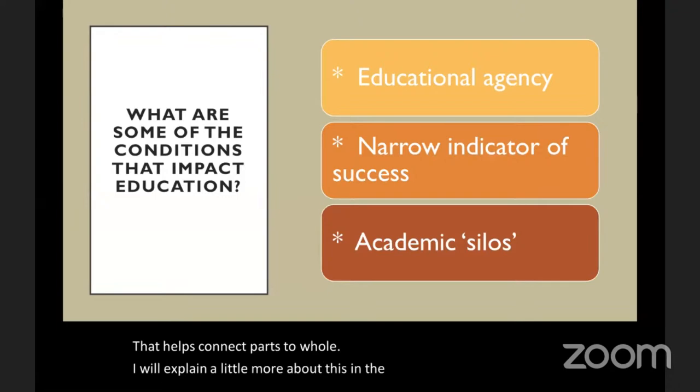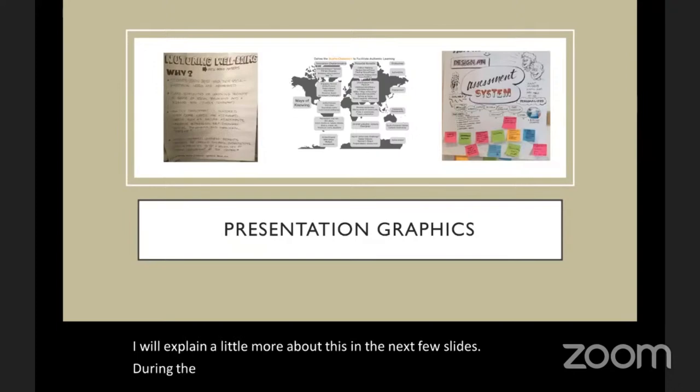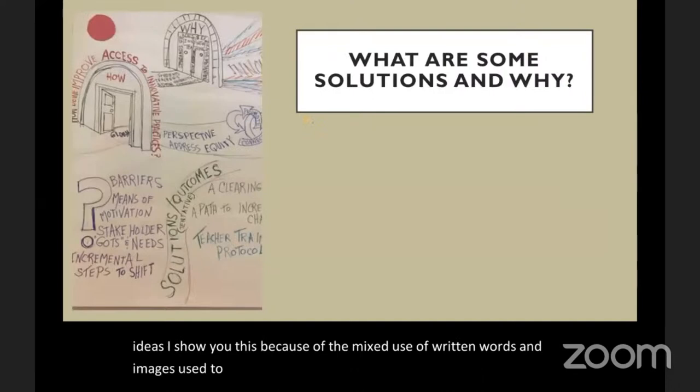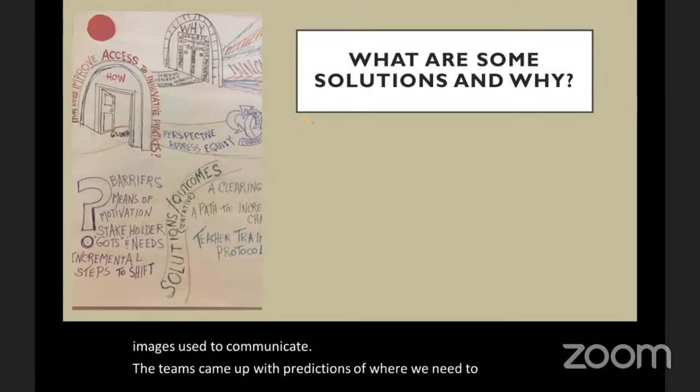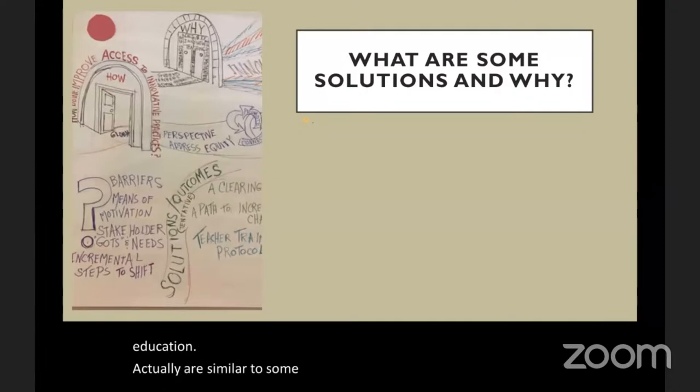During the presentations at the symposium, the teams all used graphic representations along with verbal and written descriptions of their final ideas. I show you this because of the mixed use of written words and images used to communicate. The teams came up with predictions of where we need to go to redesign education. These actually are similar to some other predictions made by certain organizations worldwide.